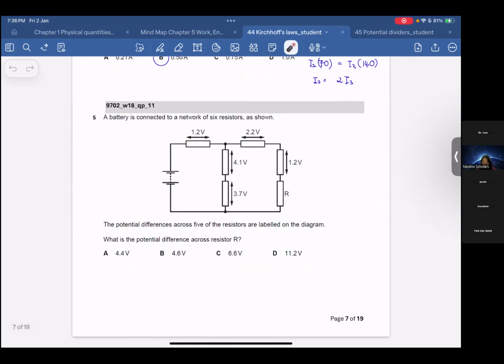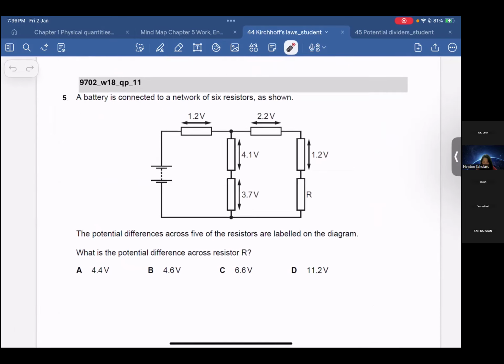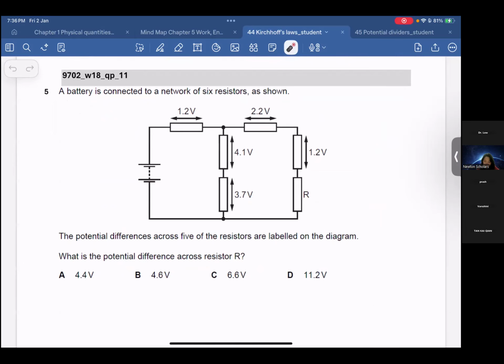Today we stop at page number 7. Question number 5, this is a 2018 question. A battery is connected to a network of 6 resistors. The potential difference across 5 of the resistors are labelled, 1, 2, 3, 4, 5. What is the potential difference across R?